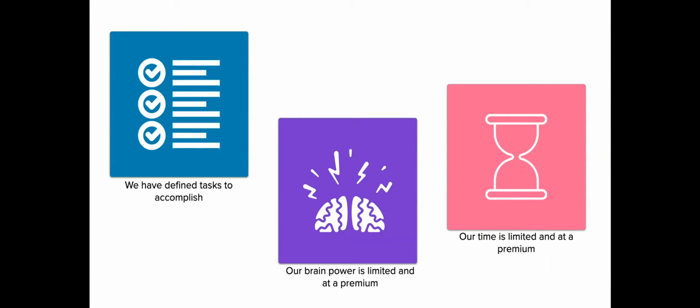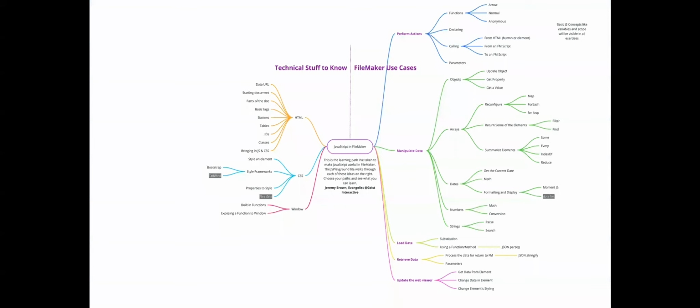Here is, in my opinion, the solution. And this is what I call the JavaScript learning path for FileMaker developers. Specifically, I call it JavaScript in FileMaker. This here is what I have determined is a very good branching path to learn JavaScript enough to be competent developers. I'm just going to let you look at it for a minute here. I'll get into details in a bit.